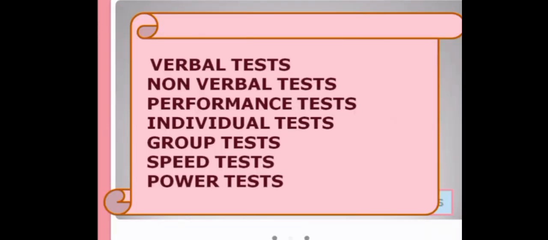Depending upon language, verbal tests are used. Non-verbal tests include symbols or pictures. Movement-based or ordering-based tasks are done under performance tests. Based on the number of participants, tests can be classified as individual or group tests. Based on difficulty level, speed and power tests are classified. A speed test will have limited time with the order of difficulty being the same. In a power test, the degree of difficulty will be increasing and no time limit is given.